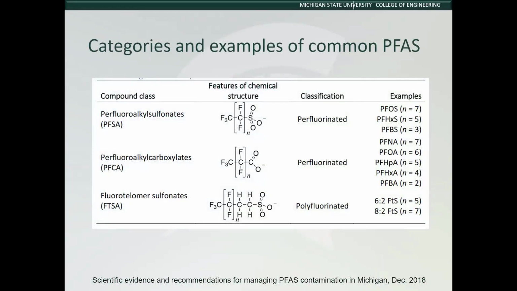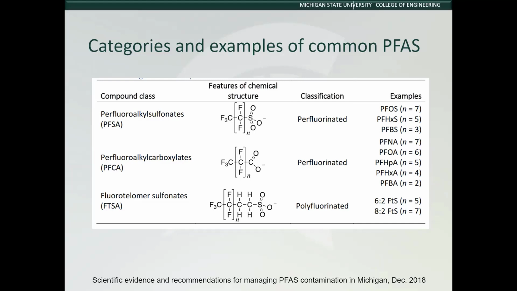PFAS are a large, complex, and ever-expanding group of manufactured chemicals that are used to make a wide variety of consumer products, from cookware to clothing and carpets, to products used in the aerospace, automotive, electronic, and military industries. PFAS molecules are made of a chain of linked carbon and fluorine atoms. Because of the strength of the carbon-fluorine bond, these chemicals do not degrade in the environment.